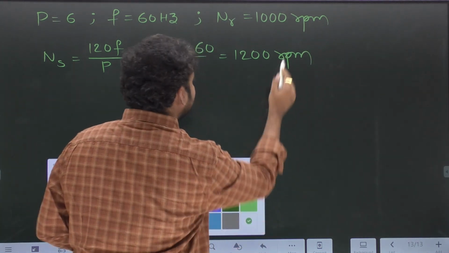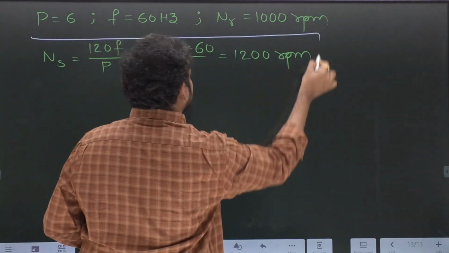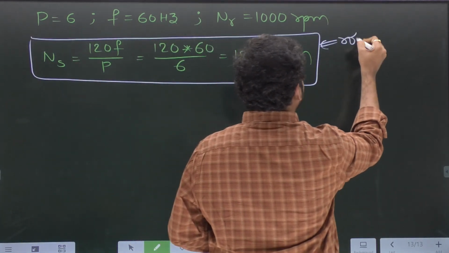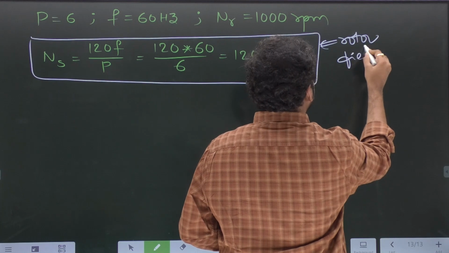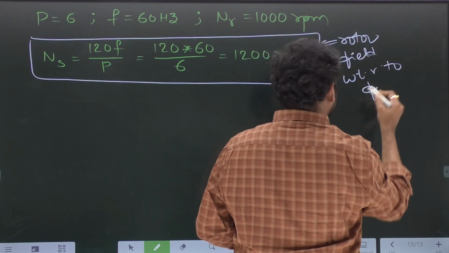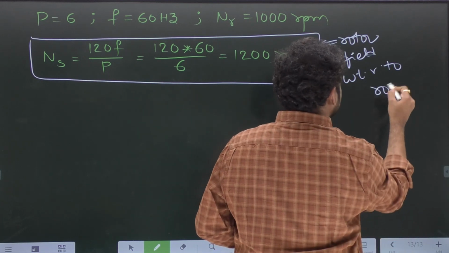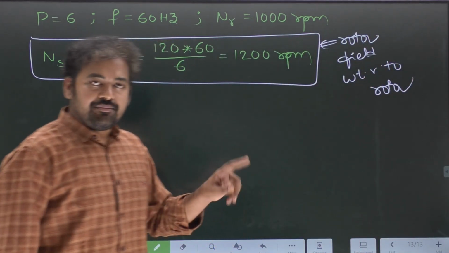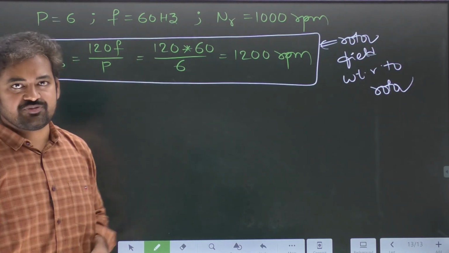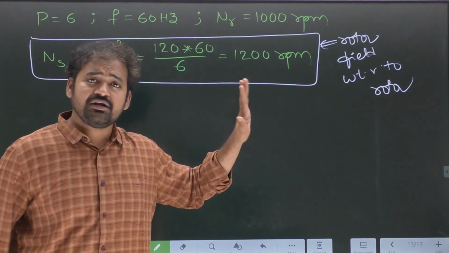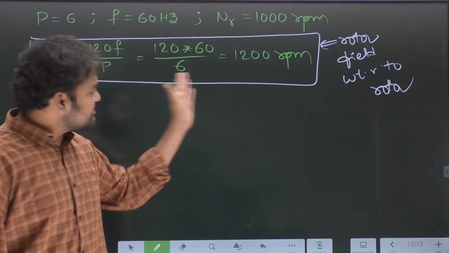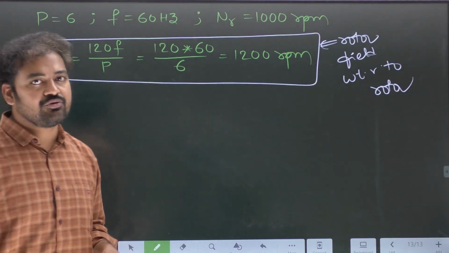Importantly, this is the speed of what? This Ns is the speed of the rotor field with respect to the rotor. If you use the supply frequency as the stator frequency, then you will get the stator field speed. We will solve one question like that, but currently we are solving the question where the rotor is excited. Therefore, this is the speed of the rotor field with respect to the rotor.